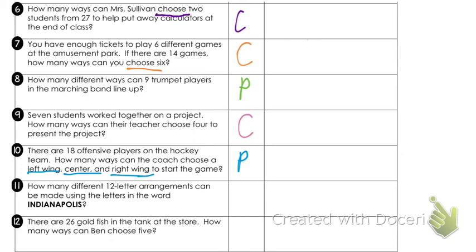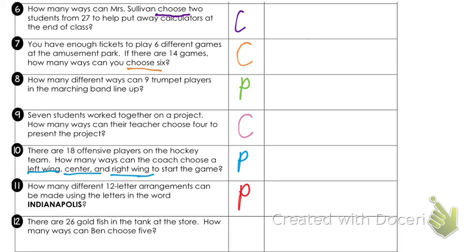All right. How many different 12-letter arrangements can be made using the letters in the word Indianapolis? P, permutation. The order does matter here, okay? If the order doesn't matter, it'd just be 1, because then you'd have all the 12 letters there. But the order does matter. If the I comes first, it's different than the N coming first. Or the D, or the P, or the O coming first.